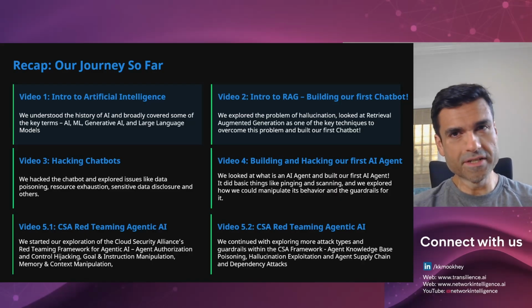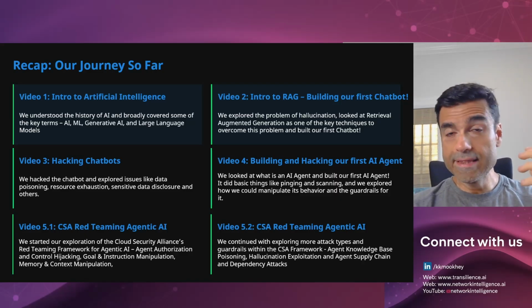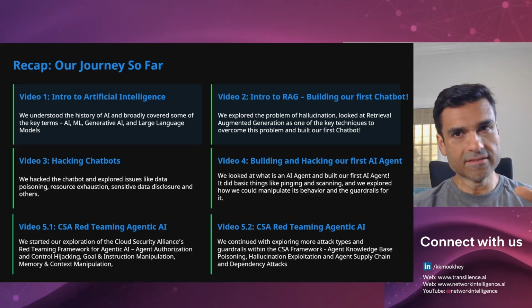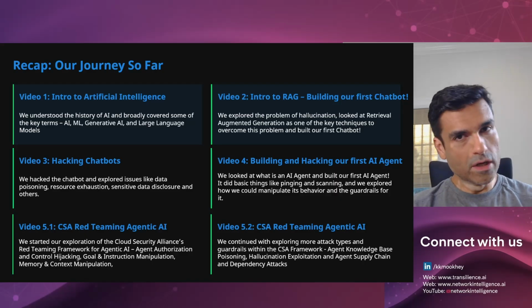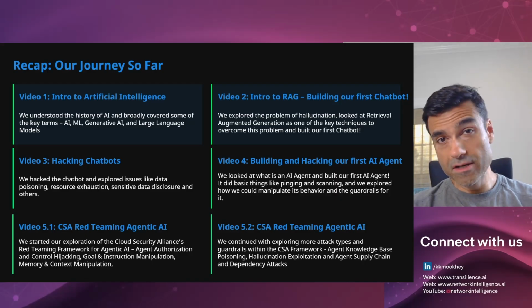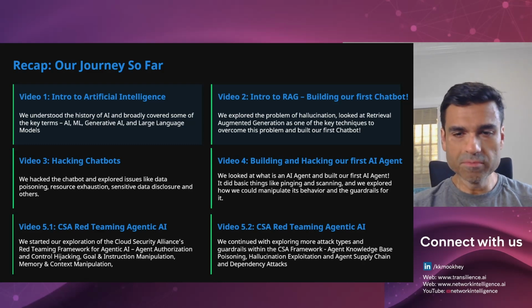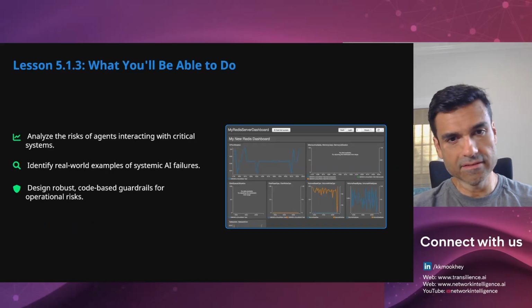Video number 4 was super interesting. We built our first AI agent and we looked at what goes under the hood in terms of how the agent's autonomy comes about. And then we've been deep diving into the CSA's red teaming guide for agentic AI. In 5.1, we looked at 3 attack types: agent authorization and control hijacking, goal and instruction manipulation, and memory and context manipulation. In the previous video, we looked at agent knowledge base poisoning, hallucination exploitation, and supply chain dependency attacks.